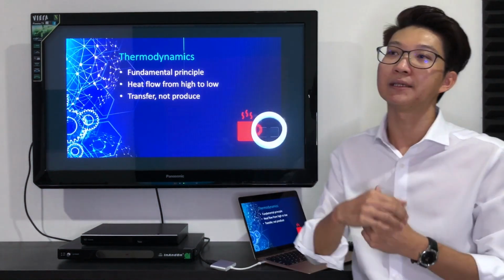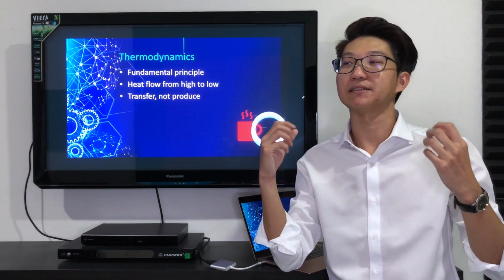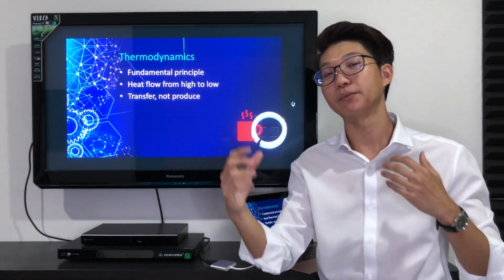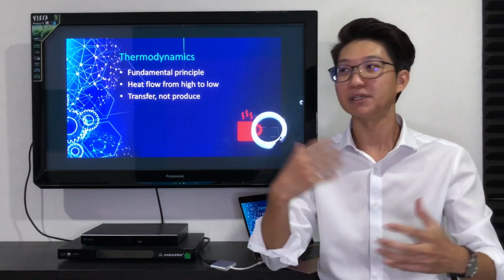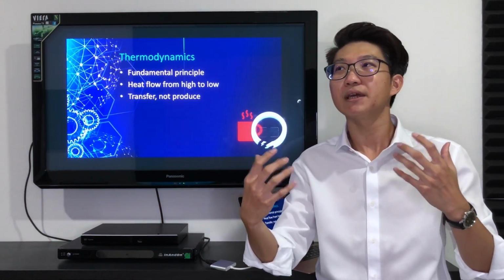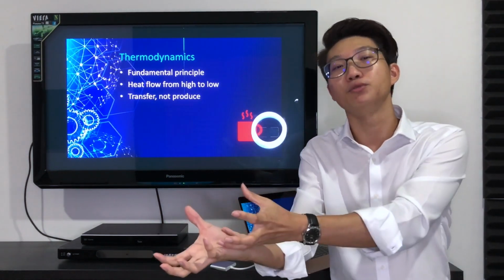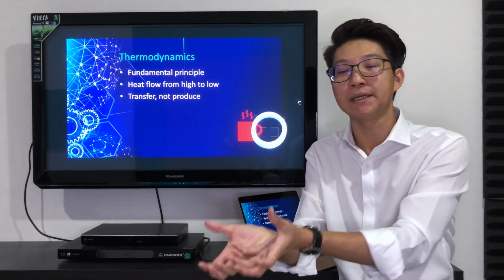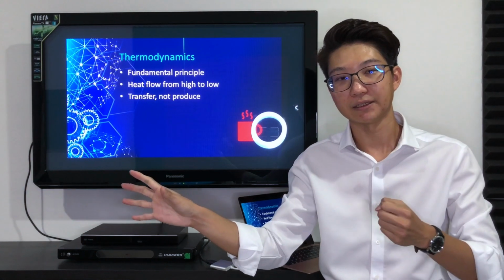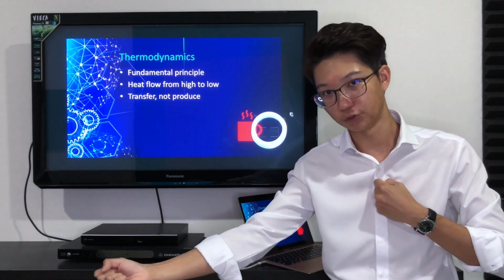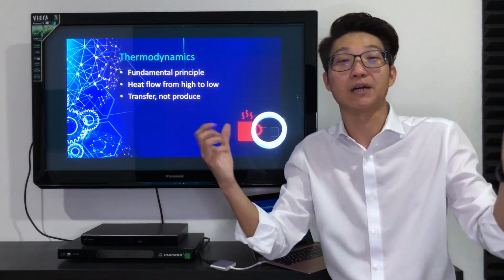And we know there's a statement that energy cannot be created or destroyed. So an air conditioner does not produce cold energy. It actually absorbs heat and throws it outside. In a sense, it removes the heat from the room. That's why the room becomes cold.